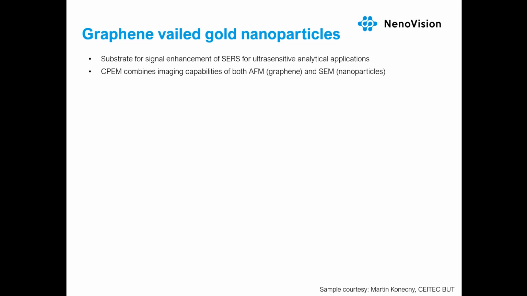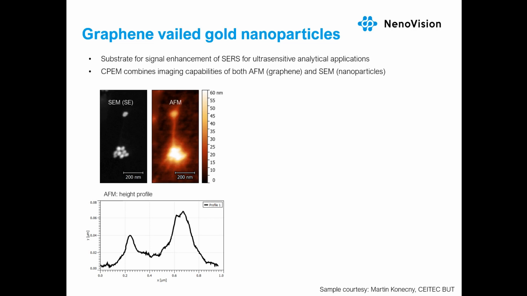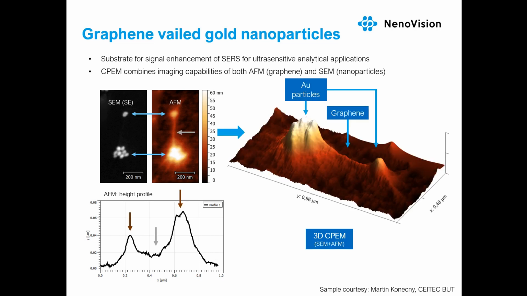Analysis of such a sample would be difficult by separate SEM and AFM techniques because SEM provides contrast only on golden nanoparticles, while AFM can easily visualize the graphene coating, but on the other hand, generally struggles to image small spherical objects. So the CPAM image, combining both techniques, clearly visualizes both the particles and the graphene coating.